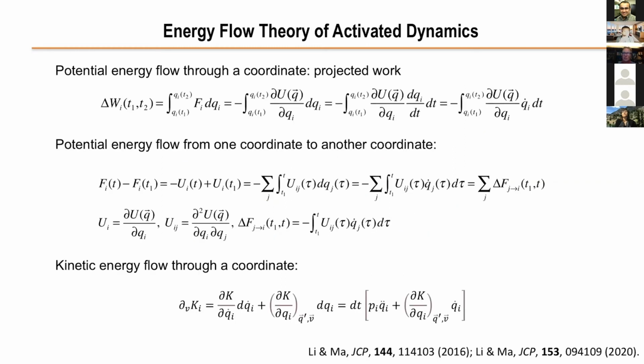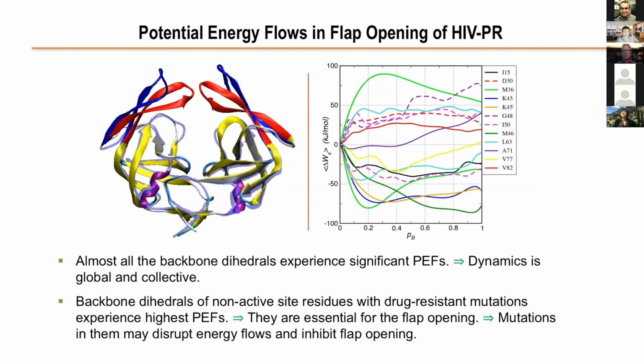And our basic theoretical tool is the energy flow theory developed in our group, in which we can study the potential energy flows through individual coordinates and also between different coordinates, and also the kinetic energy flows through different coordinates. So here is an example for the so-called flap opening process of the HIV protease, right?